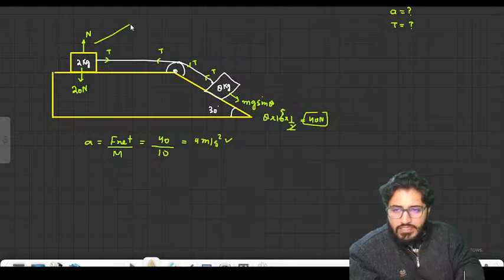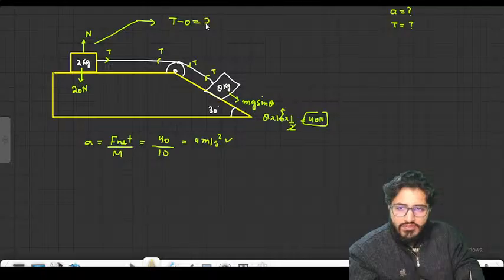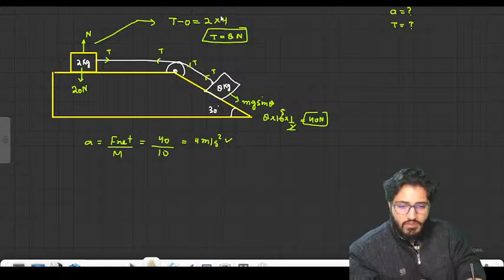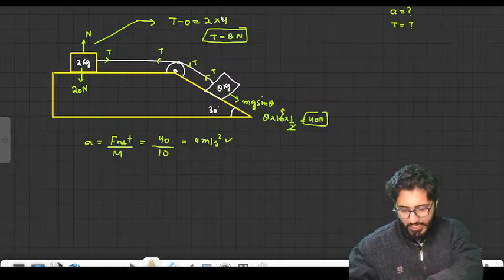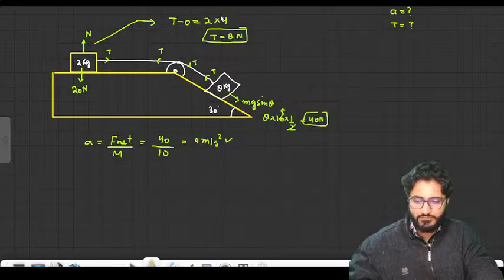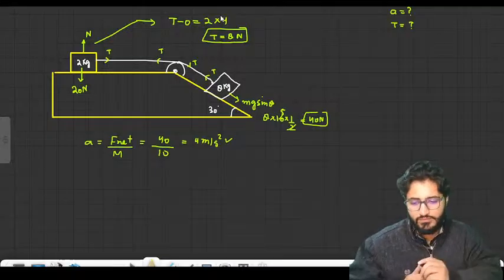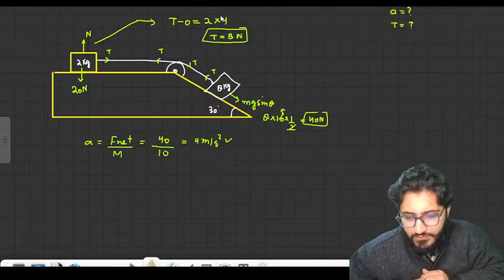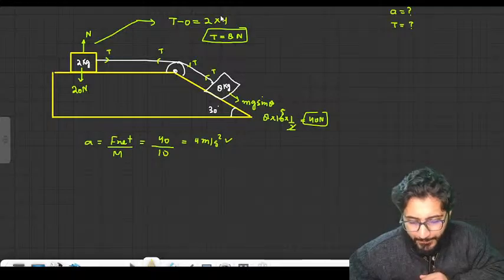Okay, take this FBD. It is T minus 0 equals mass times acceleration. Mass is 2, acceleration is 4. T came out to be 8 Newton only. Done.